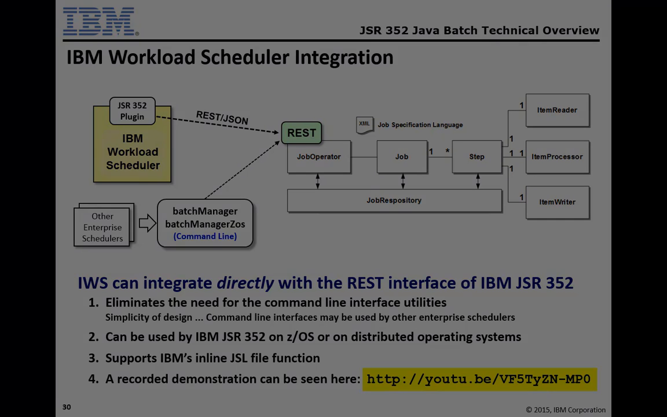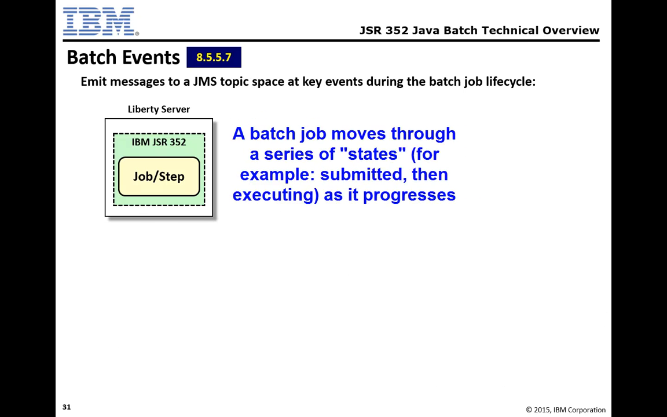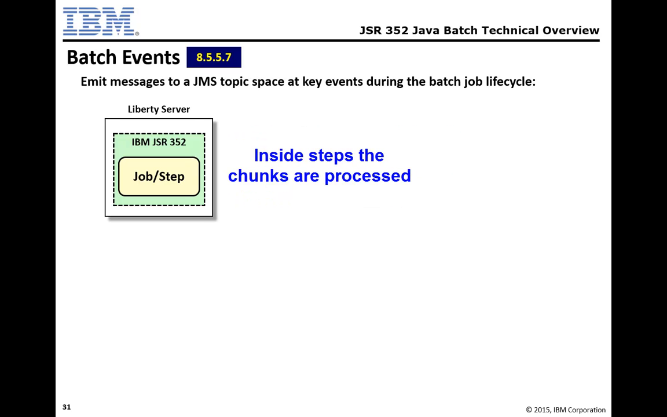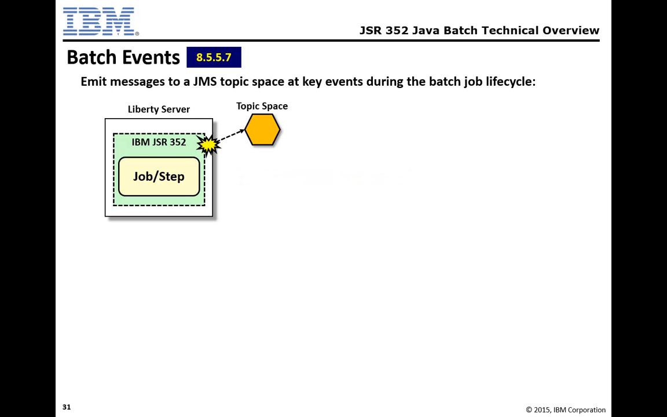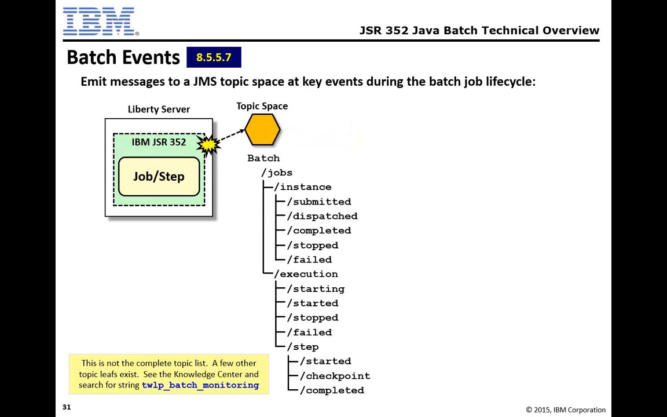As a batch job progresses, it moves through a series of states. For example, submitted, then executing. The steps are executed, and inside the steps, the chunks are processed. You can have the IBM JSR352 server runtime emit events to a JMS topic space as the batch job progresses. The topic space is organized in a tree structure as shown here. Events are emitted to the leaves of the topic tree based on the state of the batch job.